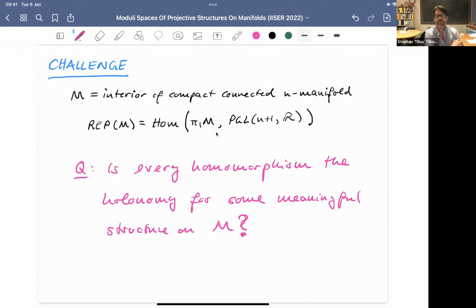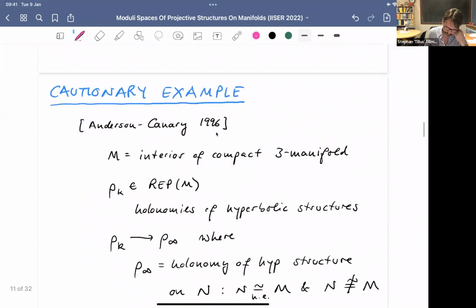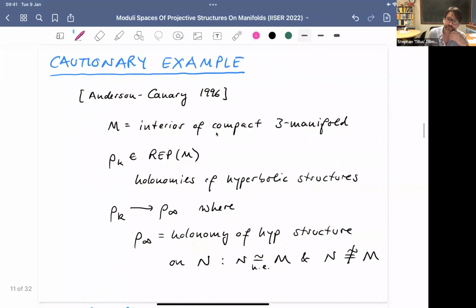Yeah. So I think that's a fun thing to play with, and maybe also that leads to the discovery of interesting geometries, but who knows? Okay. So let me focus. Here's a cautionary example for this question.